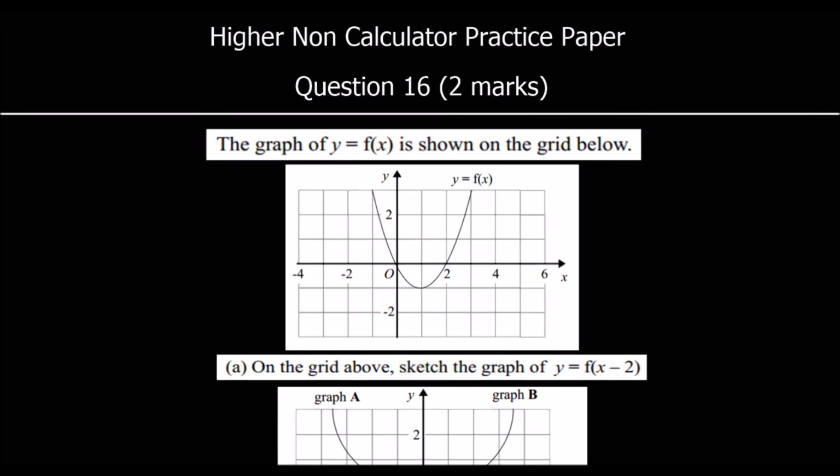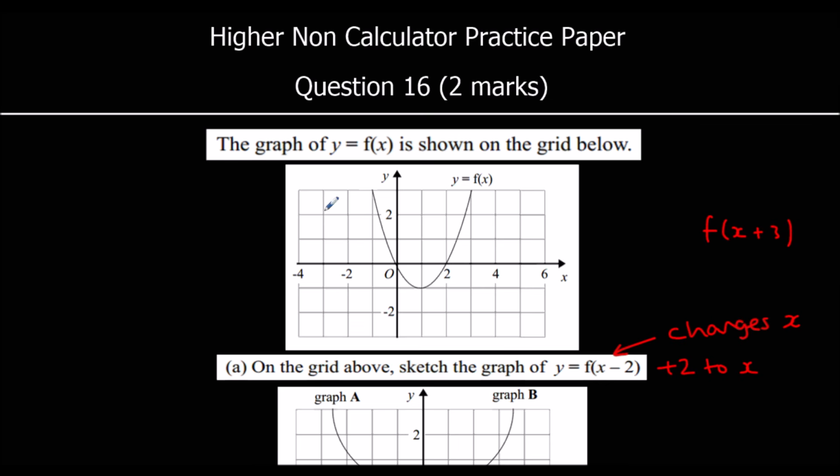Question 16. The graph of y equals f of x is shown on the grid below, and we need to sketch f of x minus 2. So if the change is inside the bracket, it changes the x coordinates, and it does the opposite to what you think. So it says take away 2. That means you add 2 to the x coordinates. If it was f of x plus 3, you'd take 3 away from the x coordinates.